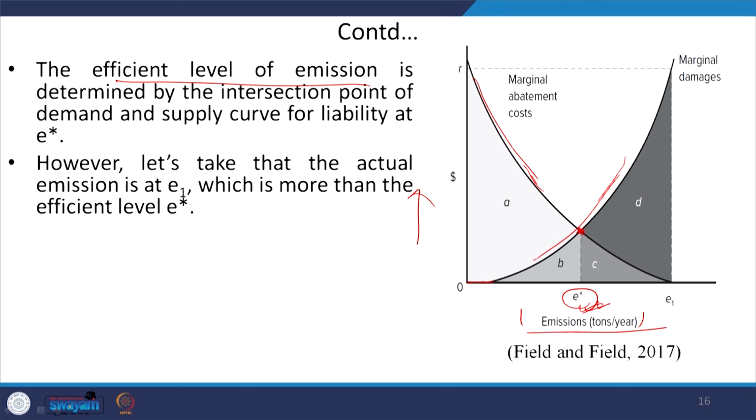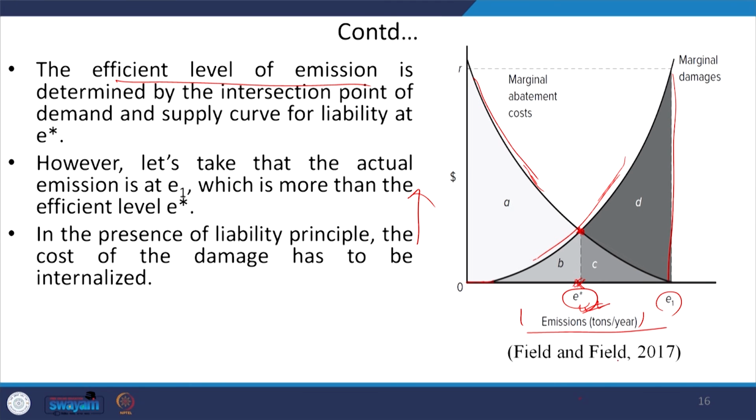However, if you take into account the actual level of emissions, let us say it does not take place at the societal level of emissions, but at a larger extent, that is at E1. Obviously, this E1 level of emissions is much more than the efficient level of emissions, that is E star, right. And this is where the liability rule is applicable.